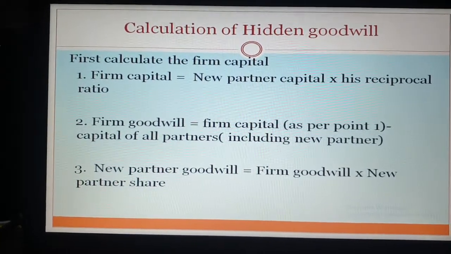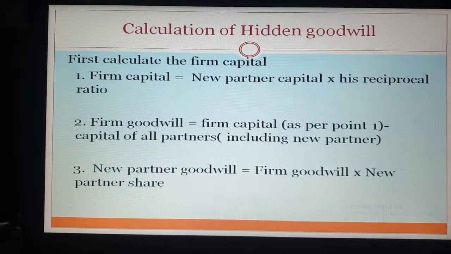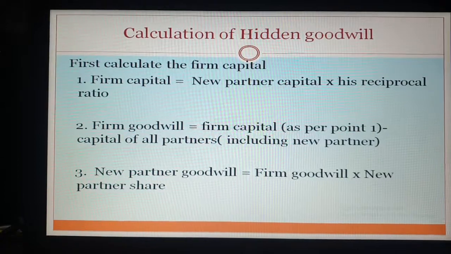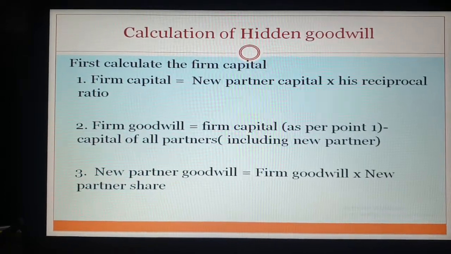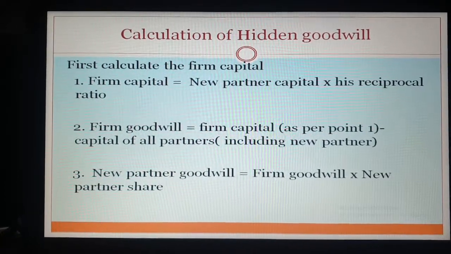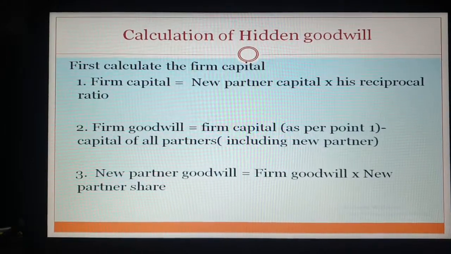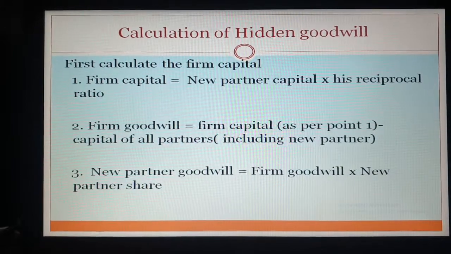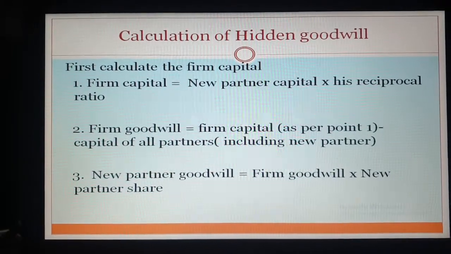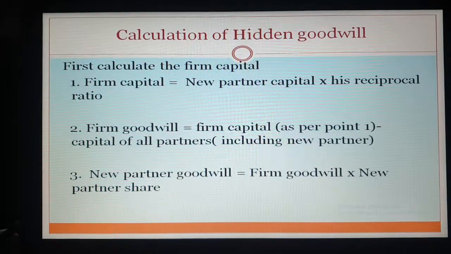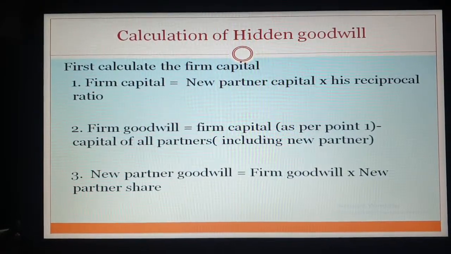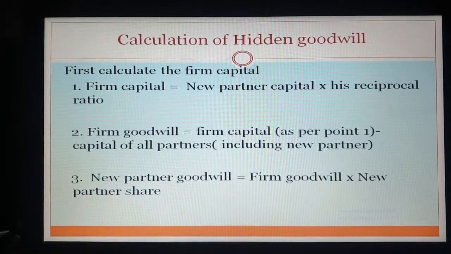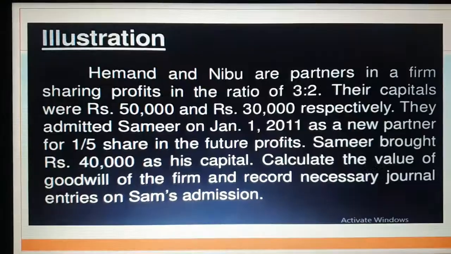So these are the three steps to calculate the hidden goodwill. First calculate the firm capital, then out of the firm capital, you have to deduct the capital of all partners after adjustments. Then it will be your firm goodwill or hidden goodwill. And out of the firm goodwill, you have to calculate the goodwill of the new partner. So that is the new partner goodwill. Let's take one example in the next slide and discuss how to calculate the hidden goodwill or the goodwill brought in by the new partner.